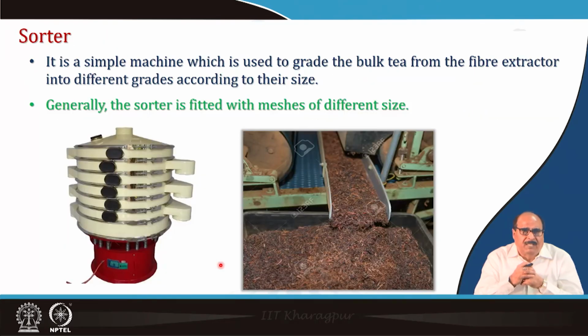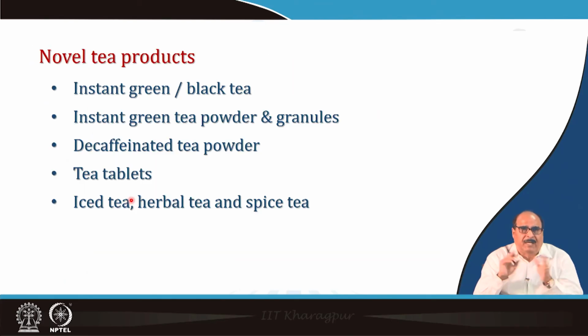Then the sorter. Finally, it is a simple machine used to grade the bulk tea from the fiber extractor into different grades according to size. Generally, the sorter is fitted with wire meshes of different sizes, and accordingly the tea is sorted into different sizes, and then finally it is packaged. Okay, that we have already discussed in the packaging type.